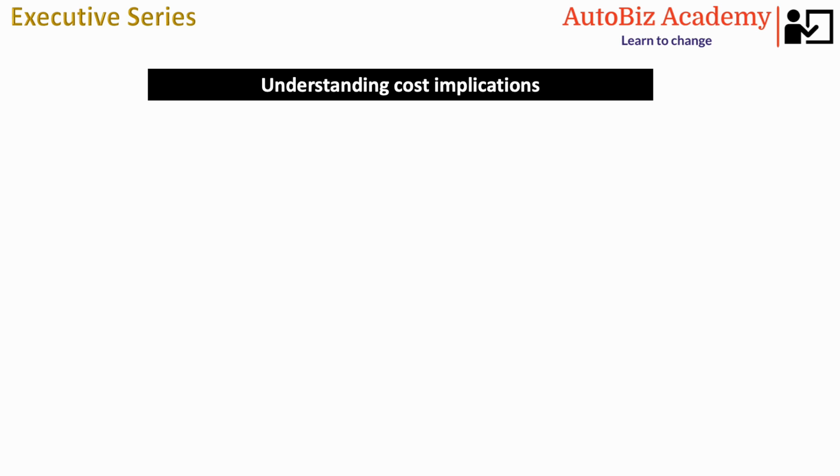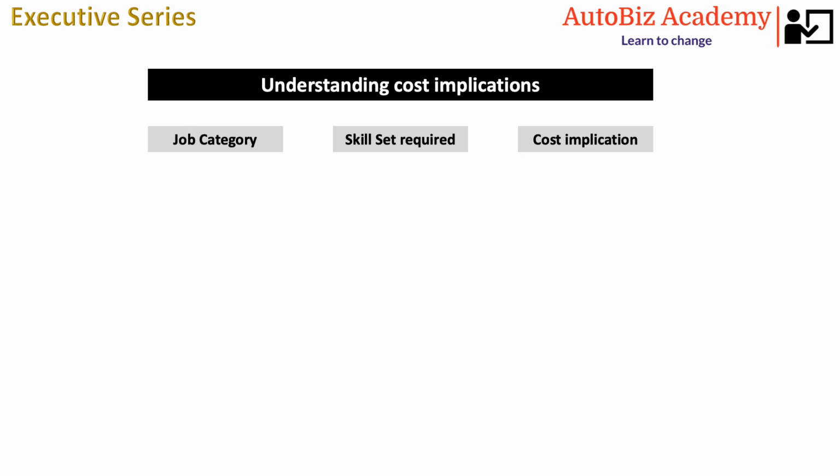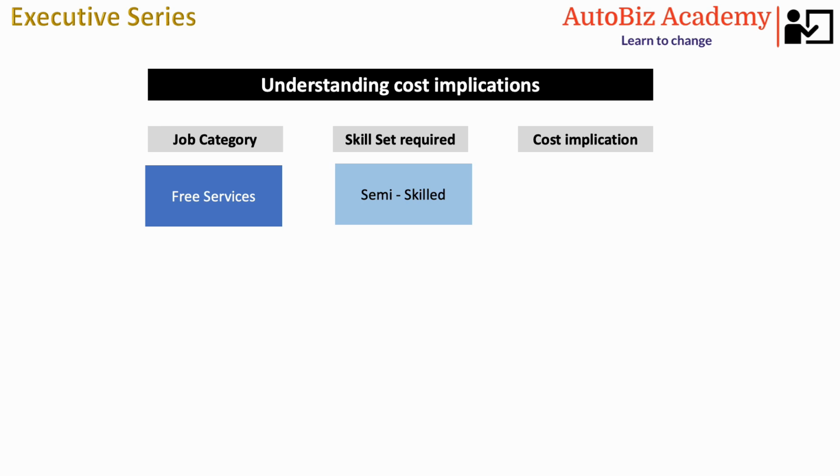Now let us understand the cost implication. Cost of every manpower depends on their experience and the skill set available with them. We will define it with job category, skill set required and cost implications. First category is free services. For free services, the skill set required is semi-skilled people, where the cost implication is low compared to highly skilled people. We don't require very highly skilled people for free services.